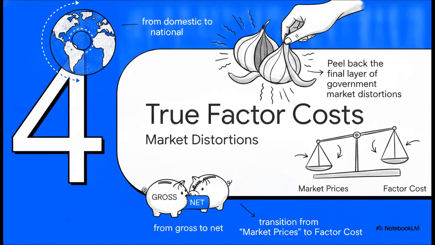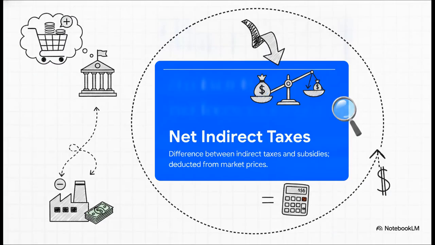Section 4. Isolating true factor costs. Stripping away market distortions. All right, we've moved from domestic to national and from gross to net. Finally, we need to peel back the very last layer of government market distortions to isolate the raw, unadulterated earnings of our factors of production. Market prices, the prices consumers actually pay at the register, are inherently distorted. The price you pay is rarely the exact amount the producing firm receives. Why? Because of the government.